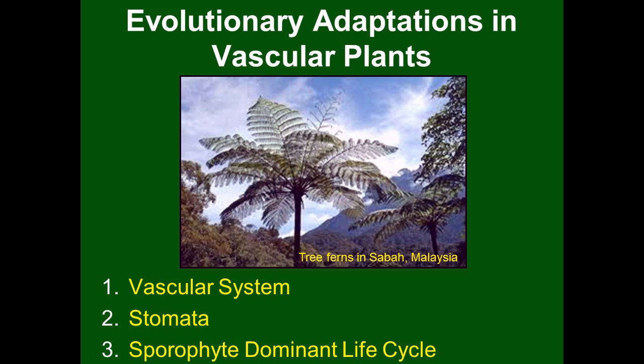Number 2, they have stomata. Stomata are small openings on the leaves or fronds of plants that can open or close. And they release water, being a byproduct of photosynthesis, but in times when water is not available, those stomata can be closed. And the sporophyte is dominant in vascular plants, much different than the gametophyte as we saw in non-vascular plants.